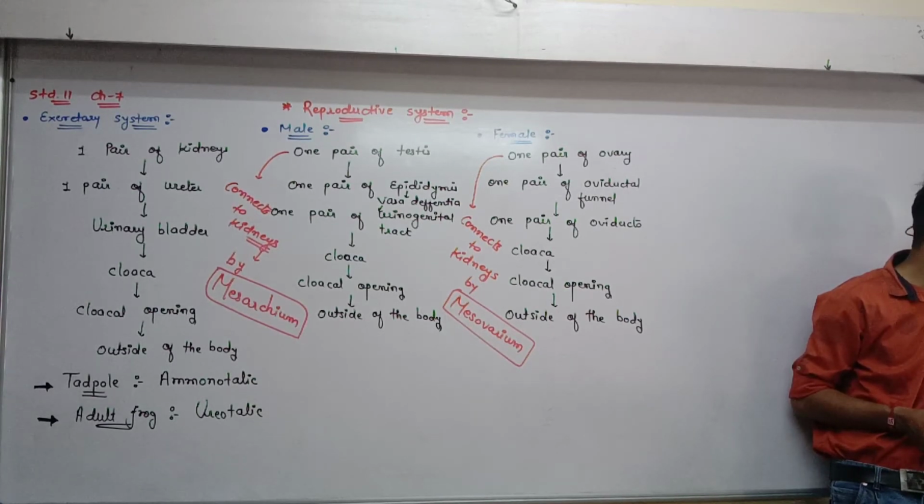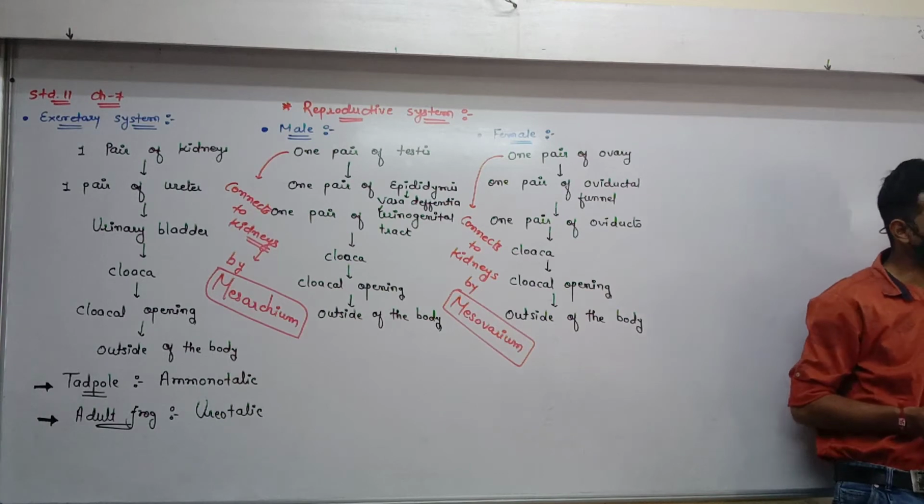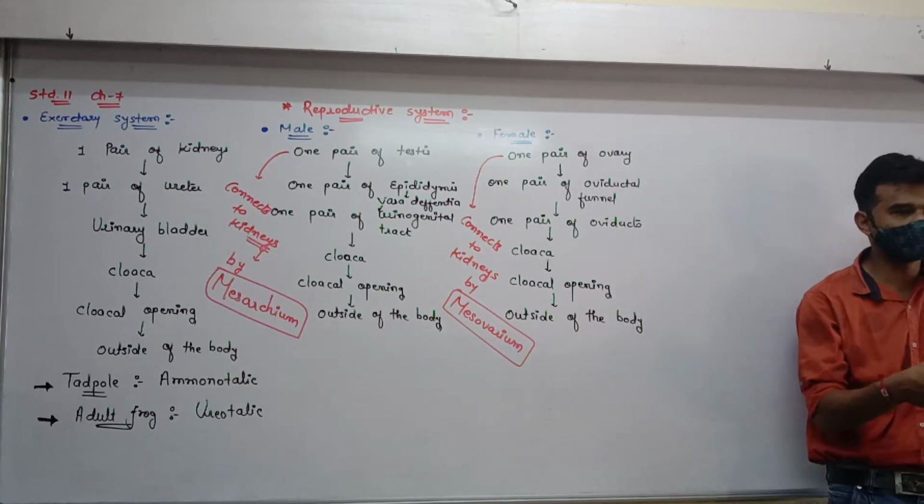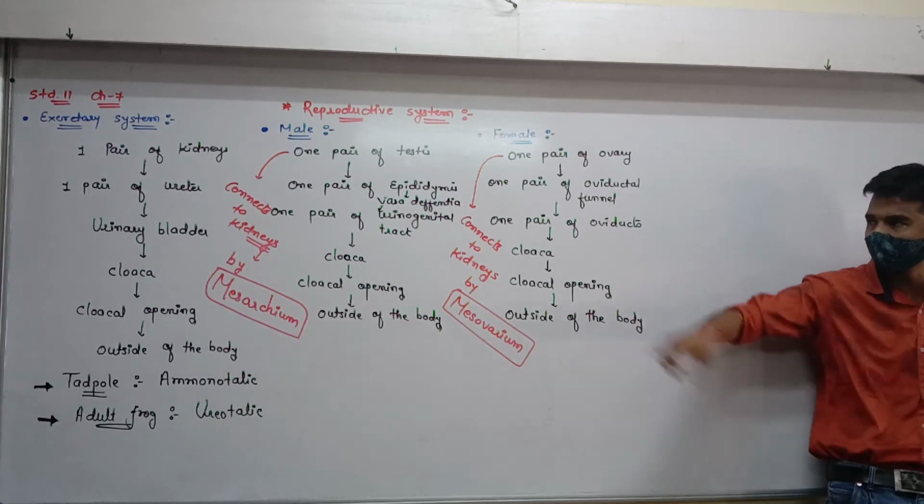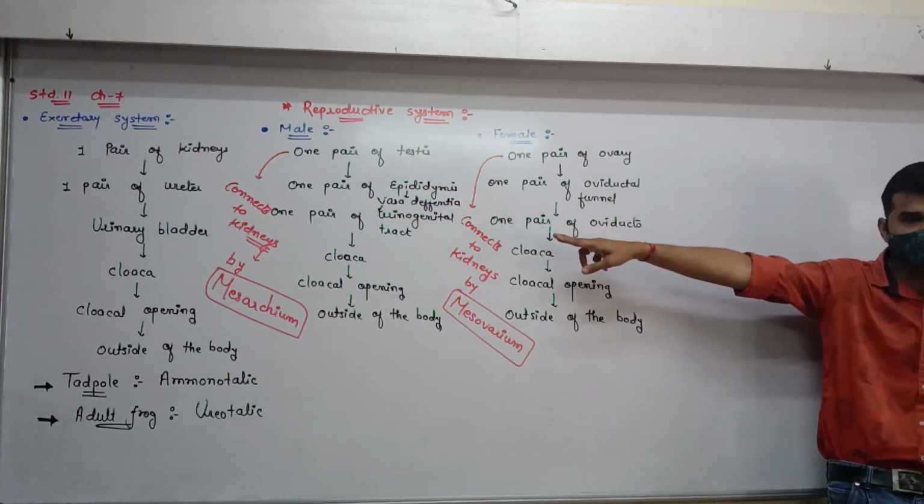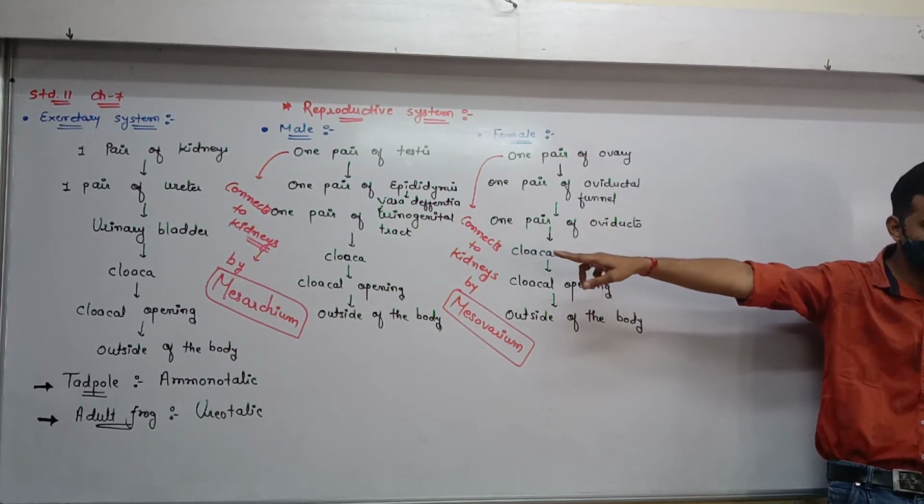Actually in human beings, vasa efferentia and vasa deferentia both are there. I will tell you in the next standard. So from the epididymis, sperms are now entering the vasa deferentia. The vasa deferentia and ureter are both joined together and form the urinogenital tract. So from the vasa deferentia, sperms enter the urinogenital tract and then the cloaca.